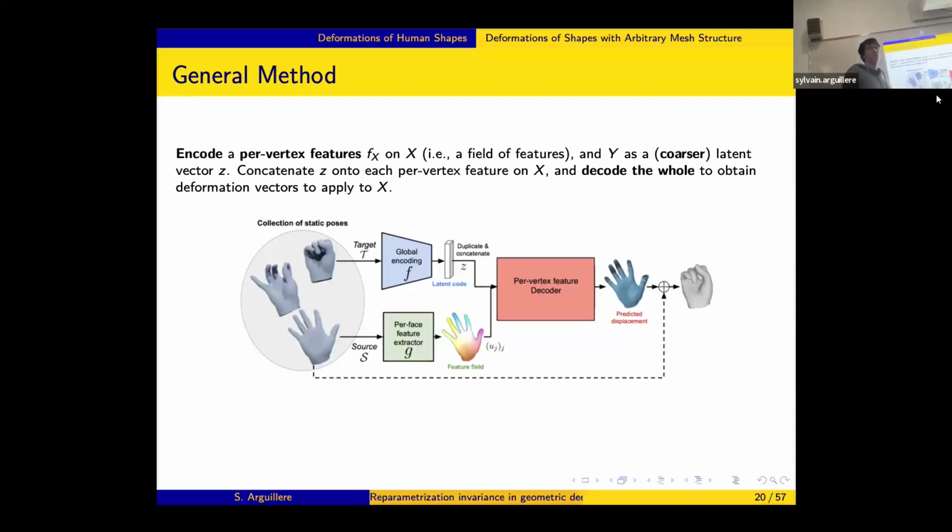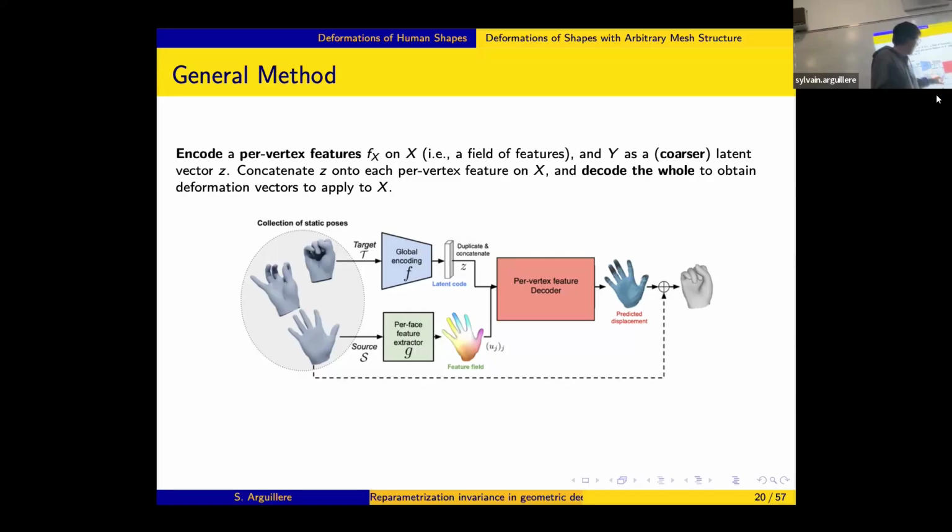So you have the source that you want to deform. And what you're going to have to do is compute a field of features, meaning a per-vertex field. But I like to see it as a field of features because that way you can make the link with the continuous case, the case of a continuous surface. And that basically gives you information: this is where I am on the surface, this is the kind of things that I can do. And on the other hand, for the additional information, whether it be another shape or an audio file or something, you have some kind of global encoding.